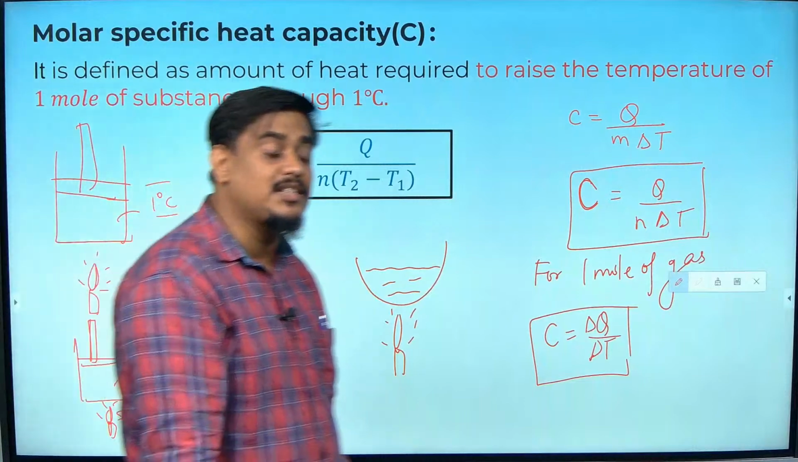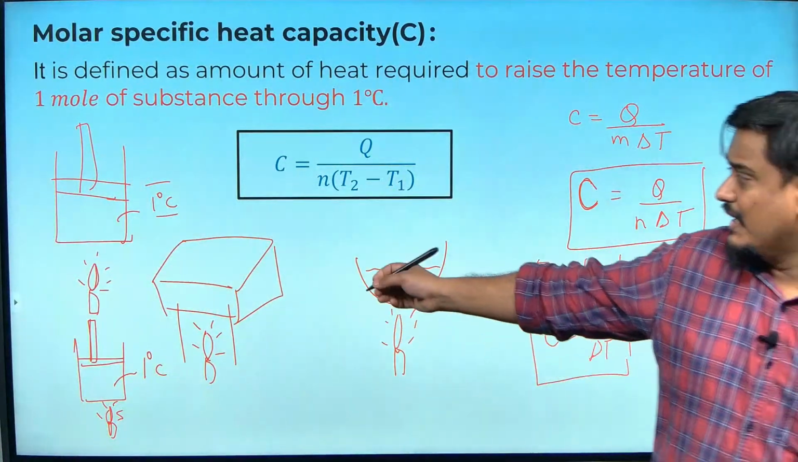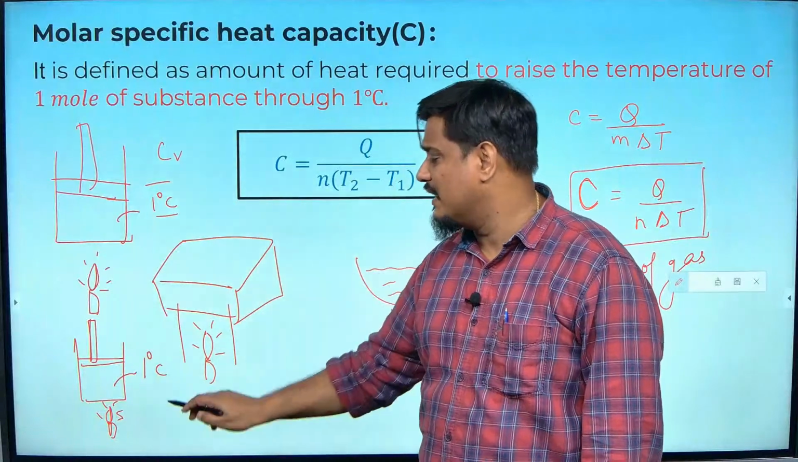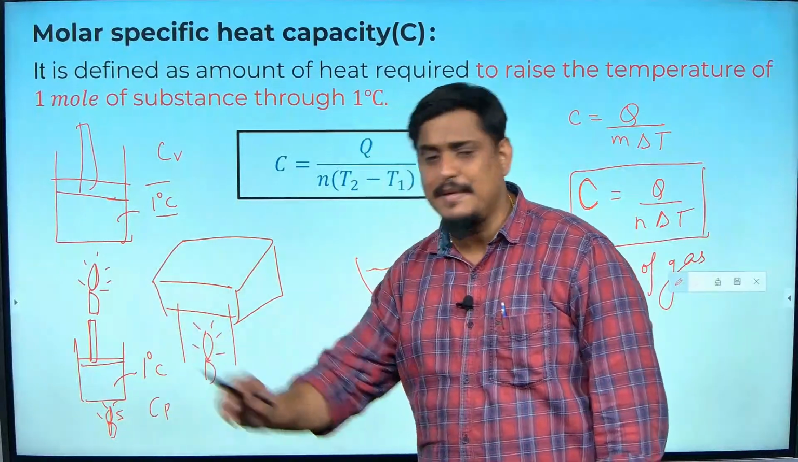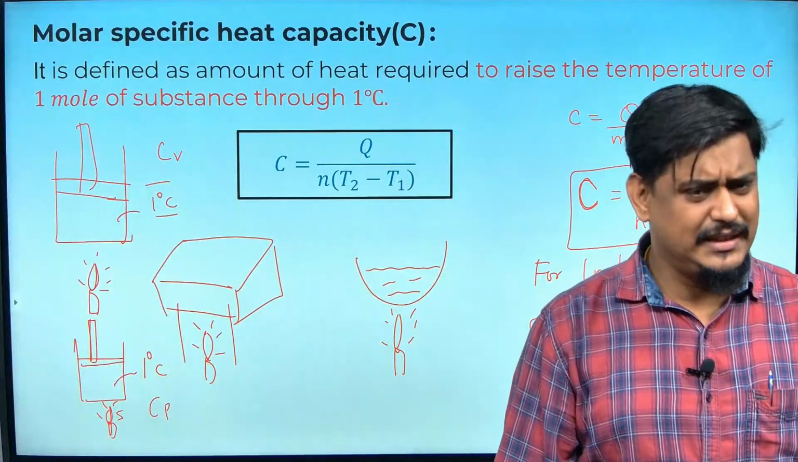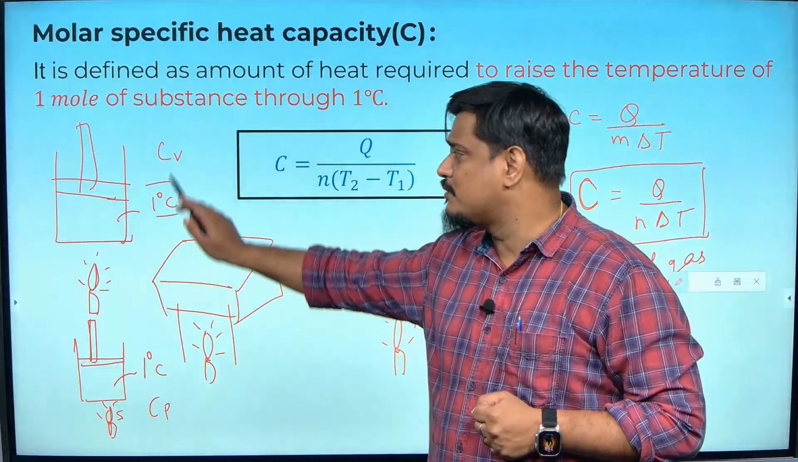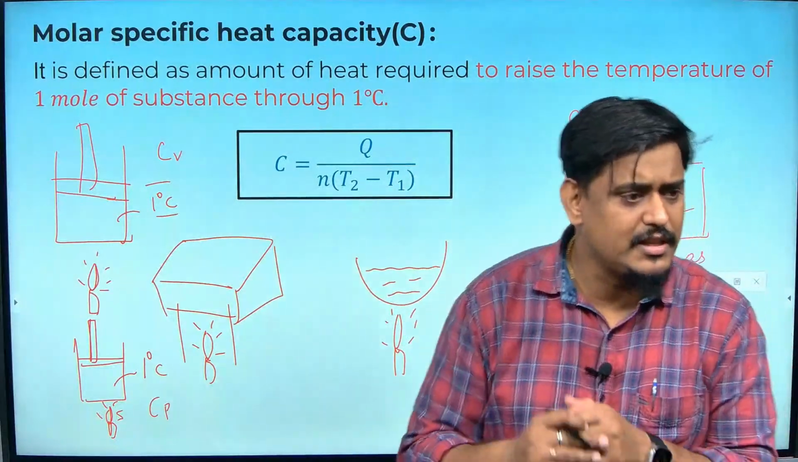That will be called the molar specific heat at constant pressure. This is called Cv, this is called Cp. And I have told you in the previous class, I remember I talked about this, that Cp will always be more than Cv. What is the reason for that?